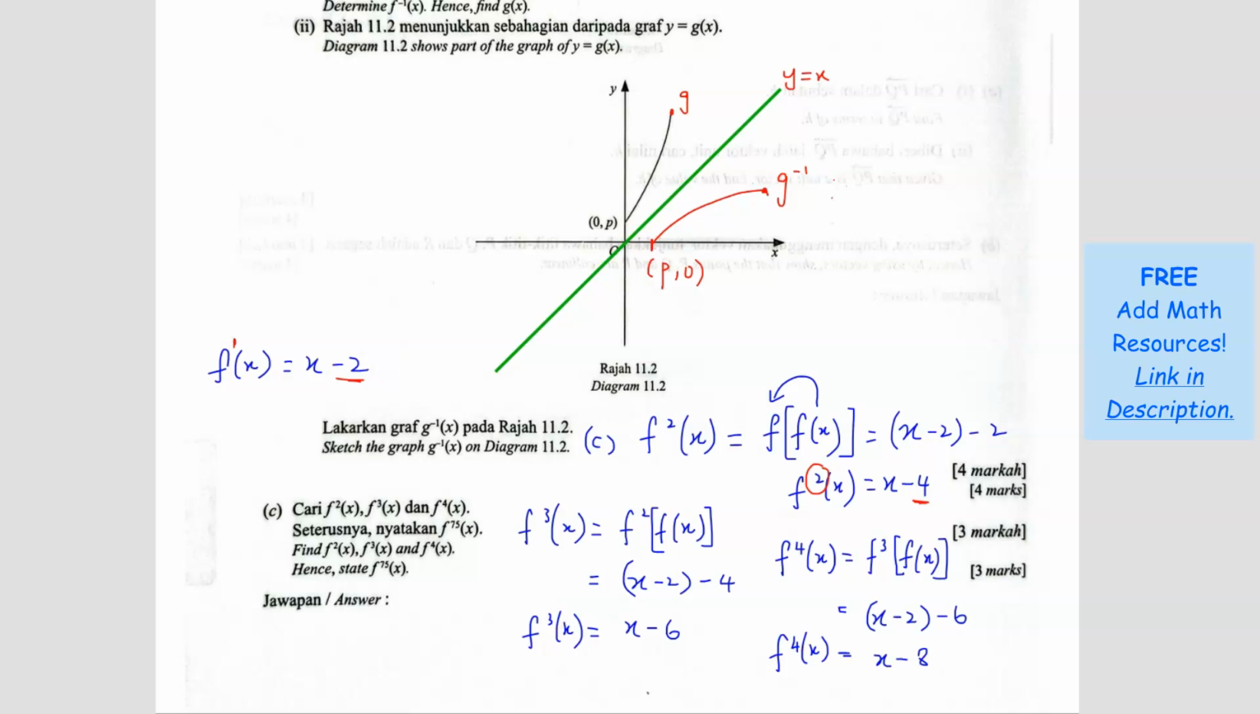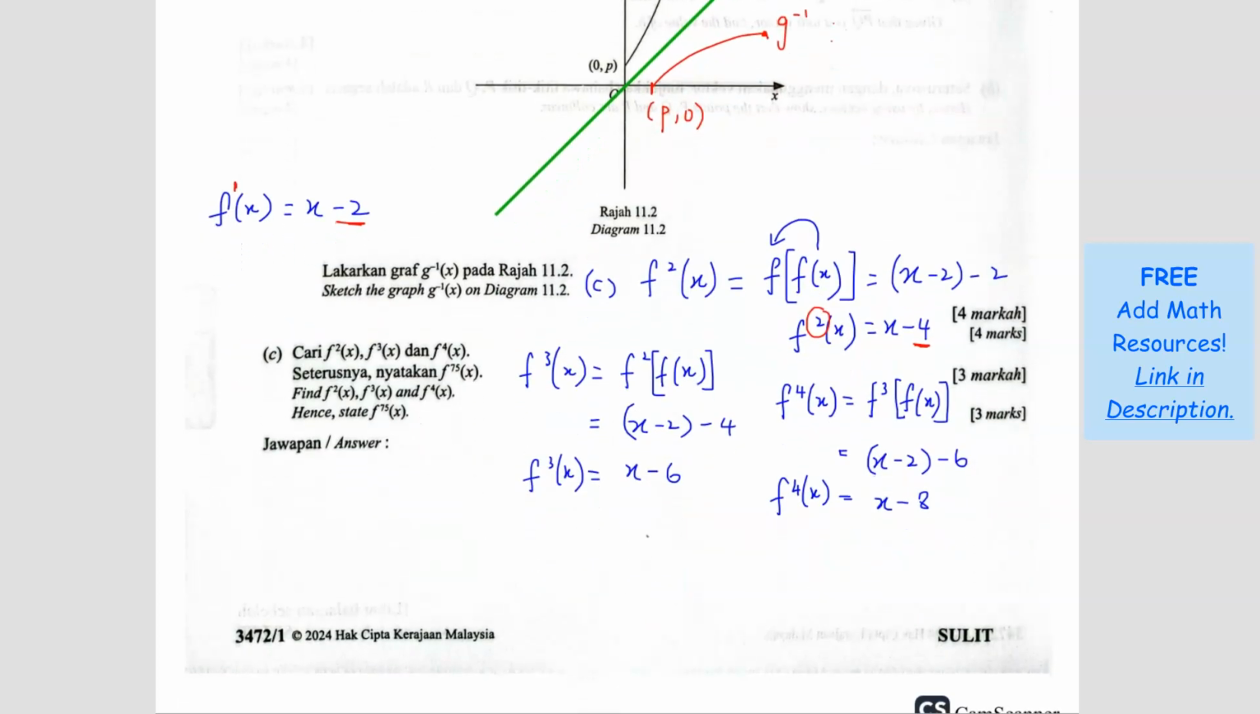So you have to be able to see the relationship. Because otherwise, how are you going to solve this? f⁷⁵, are you going to do 75 times? No, right? You're not going to do 75 times. So you must be able to see the pattern.